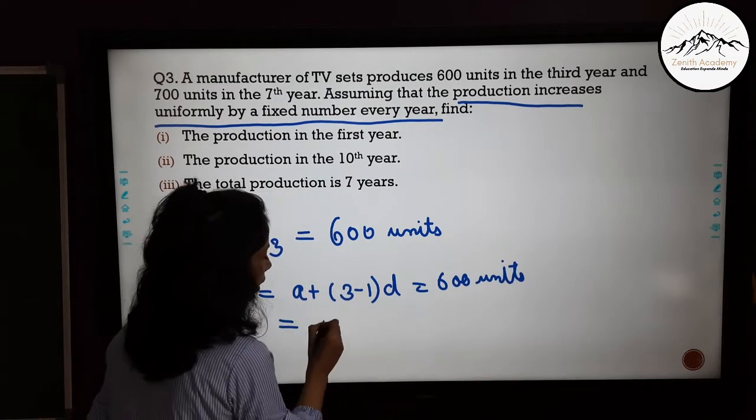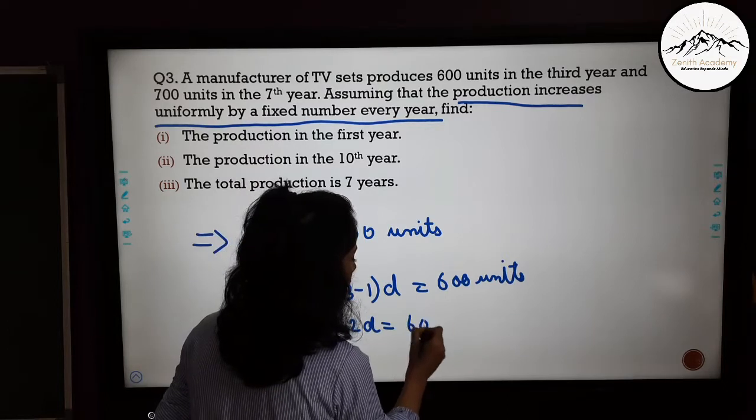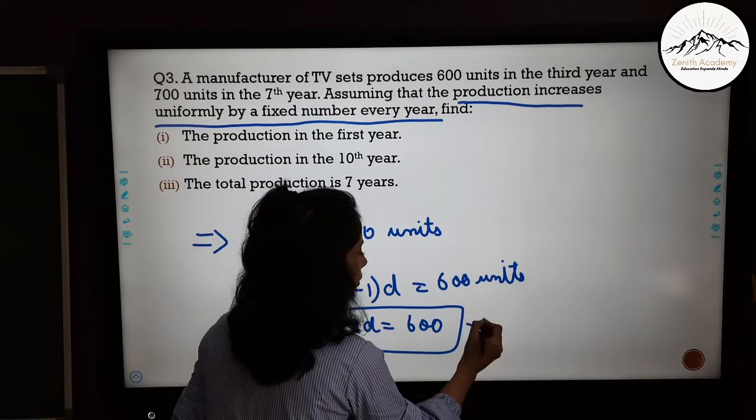So this will be A plus 2D is equal to 600. This will form our equation 1.